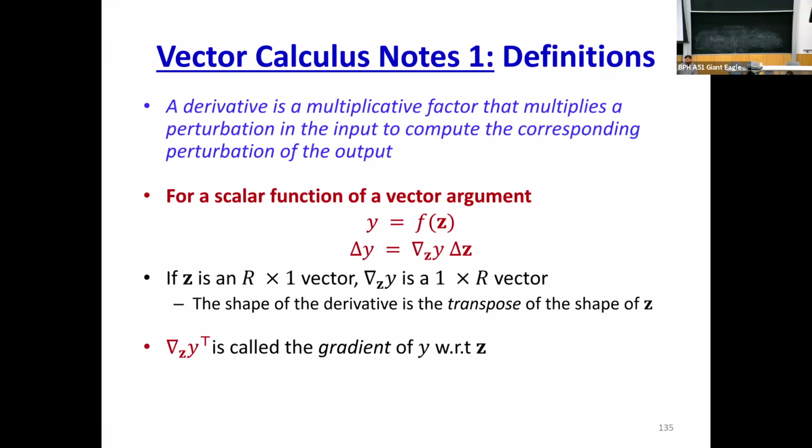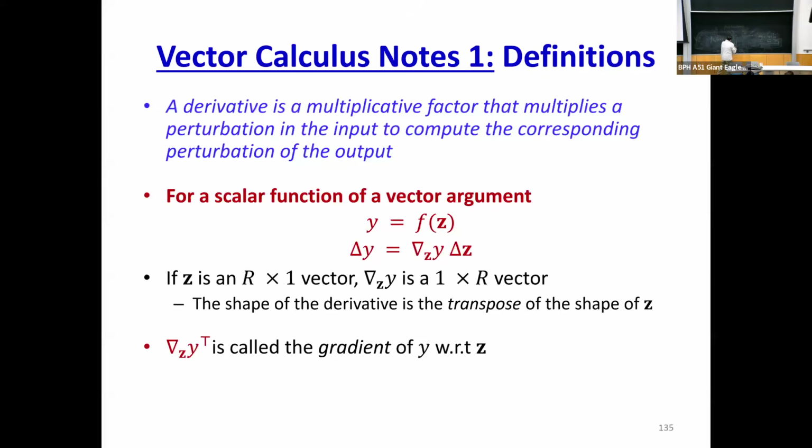Okay? But what is the shape of delta y? The same as y or different? What about delta z? Delta z, the same as z, right? So what is the derivative shape going to be? I have something multiplying a vector which gives me a vector. What is that something? It's going to be a matrix, correct? And so if this is an n cross 1 vector, and if this is an n cross 1 vector also, this guy is going to be an n cross n matrix. So the shapes are easy enough, but then here is the cool thing.